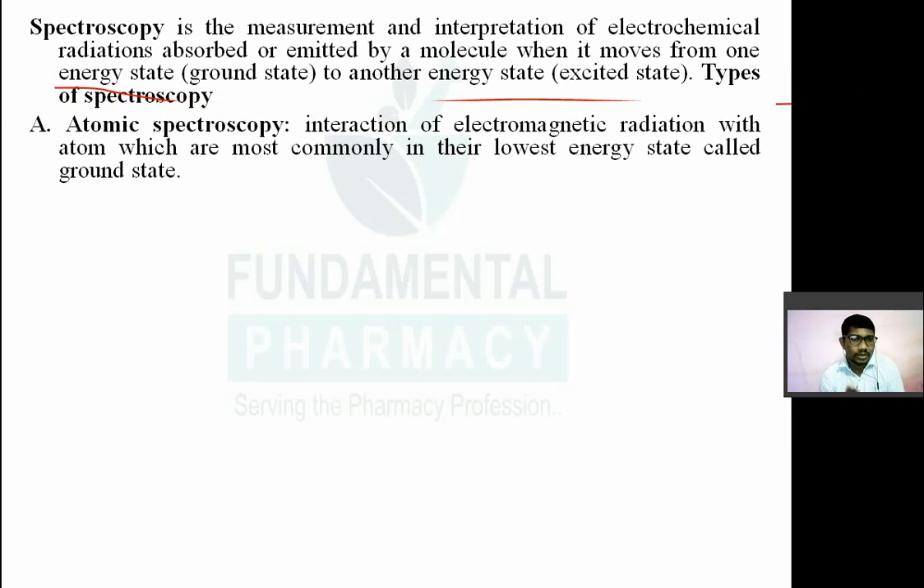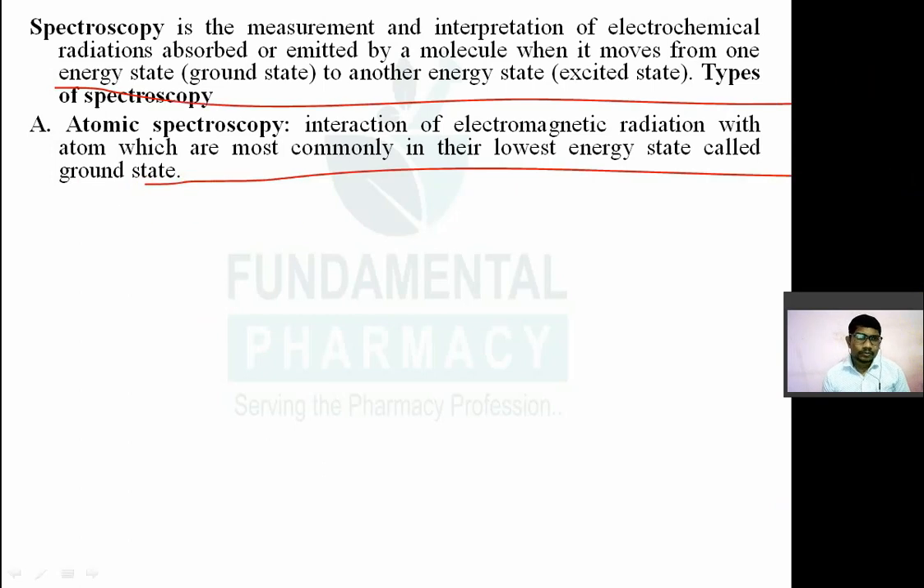So if the radiation, पर्टिकुलर रेडिएशन जो लाइट आप यूज कर रहे हो, वो अगर एटम से इंटरेक्ट करता है, if that radiation interacts with the atoms or the atomic level of the molecule, then it is known as atomic spectroscopy. So interaction of electromagnetic radiation with the atoms, which are most commonly in their lower energy state known as ground state, is known as atomic spectroscopy.